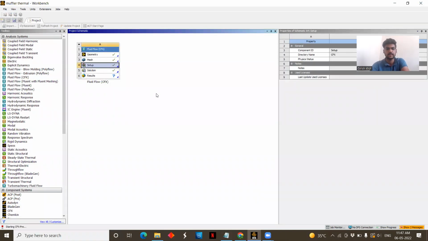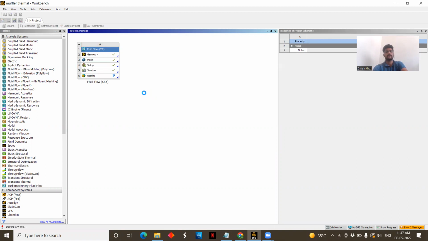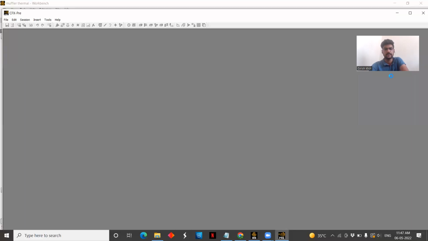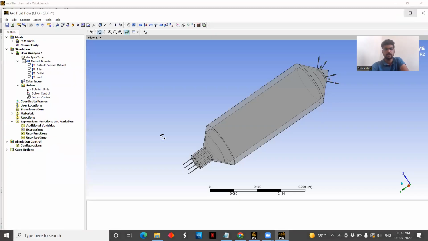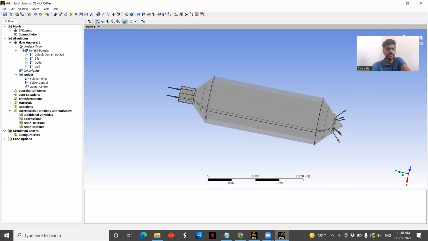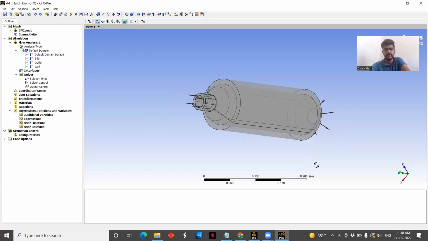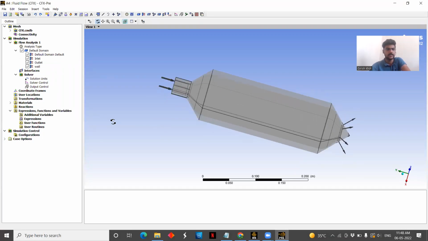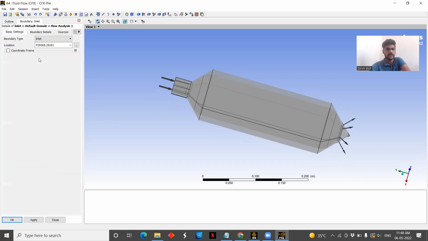Then in the setup we have to give the boundary conditions, and I did the whole simulation in the Fluid Flow CFX tab. I have actually solved this earlier, so it's showing in this way. We can see that I have given flow analysis. Here I have assigned the inlet, and here it's the outlet. And we can see the boundary conditions for the inlet.